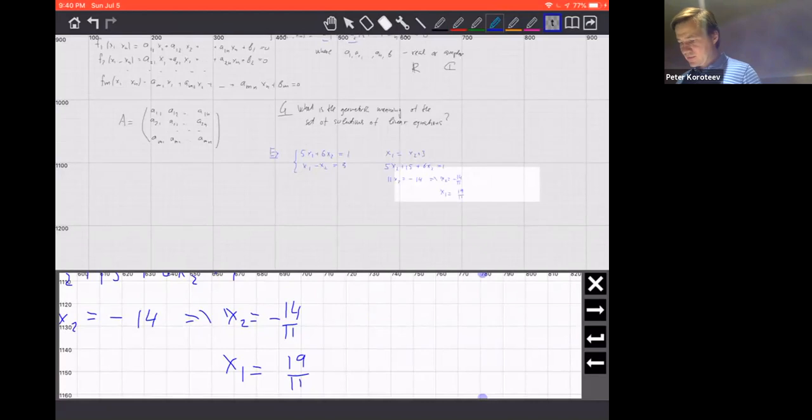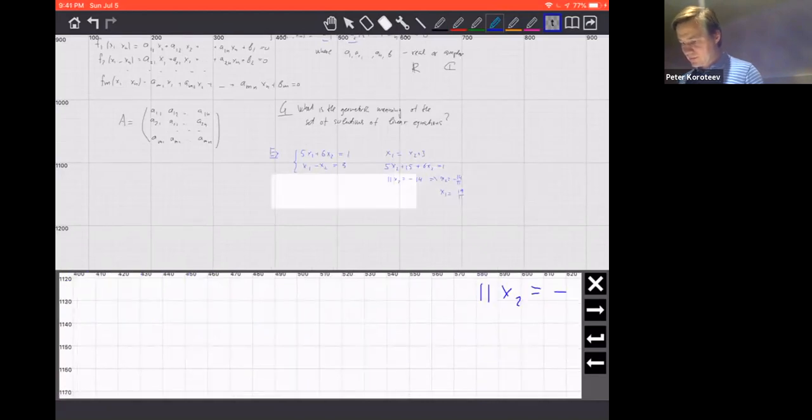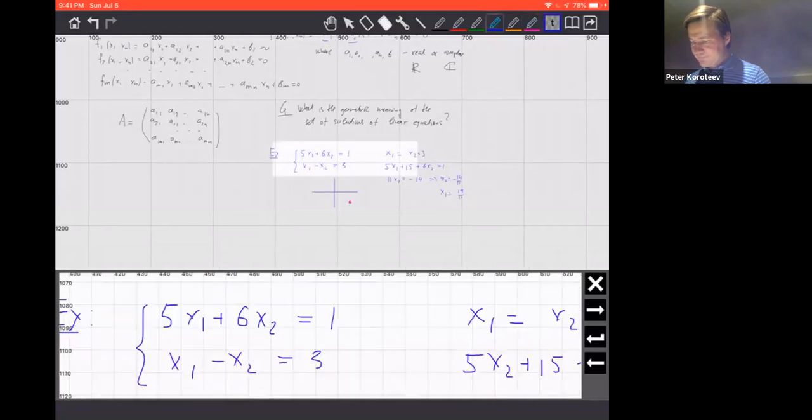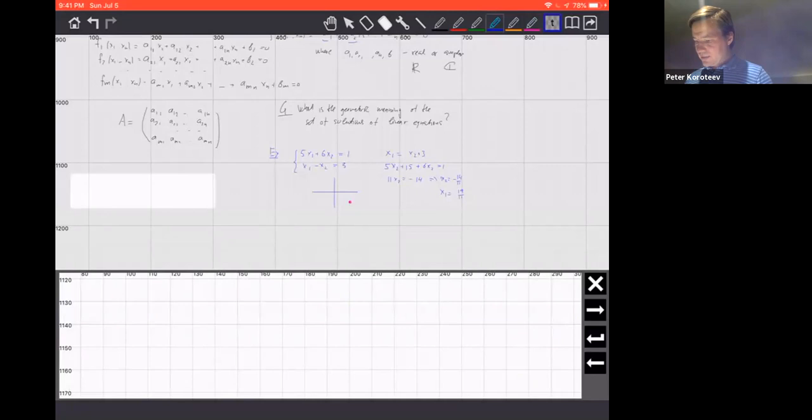Right. So the set of solutions is just one point, which you can draw in the coordinate system. It's somewhere in the fourth quadrant, somewhere here. Okay, good. So that's the first example. For example, a set of solutions can be one point.